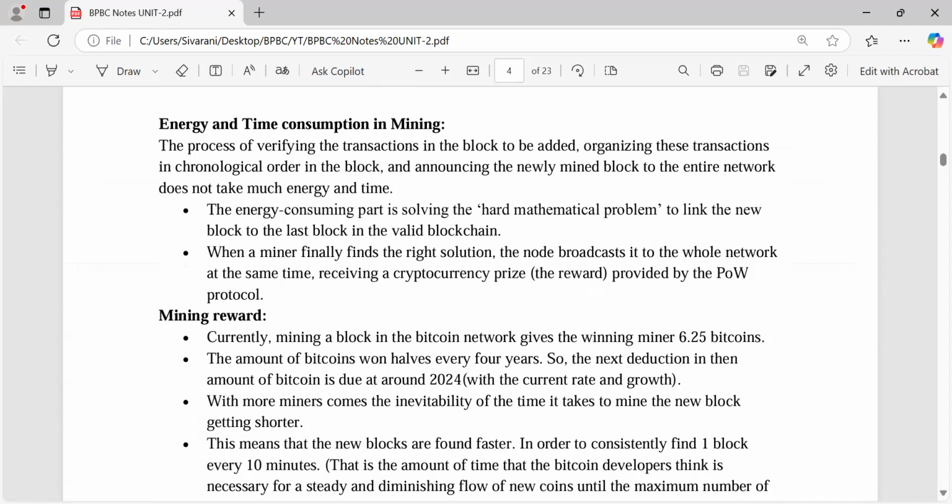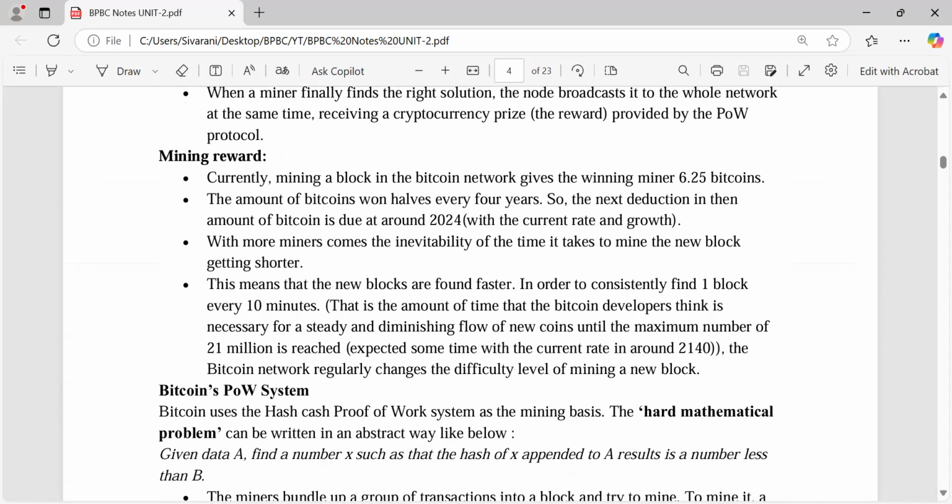When a miner finally finds the right solution, the node broadcasts the block to the network at the same time and receives a cryptocurrency price as a reward provided by the POW protocol. Mining reward.